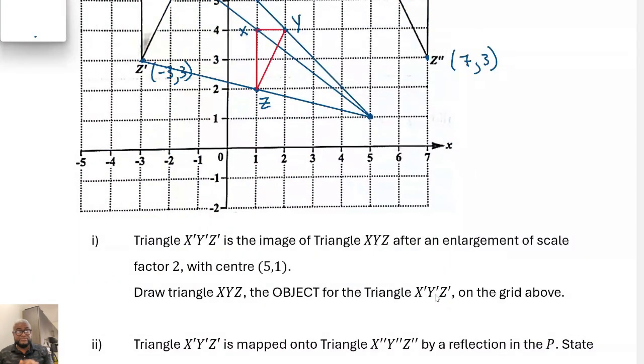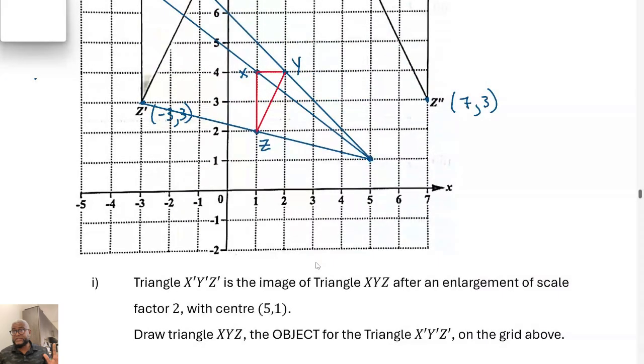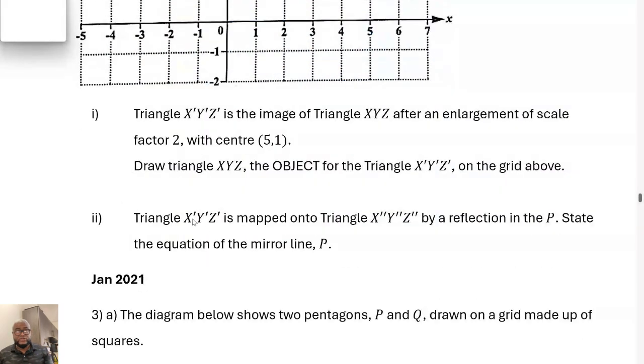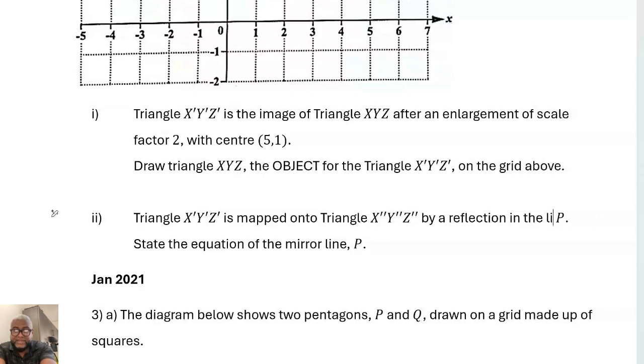Of the triangle X prime, Y prime, Z prime on the grid above, we did that. Part 1 is complete, right? Roll into part 2. So triangle X prime, Y prime, Z prime is mapped onto triangle X double prime, Y double prime, Z double prime by a reflection in the line P. So state the equation of the mirror line P.